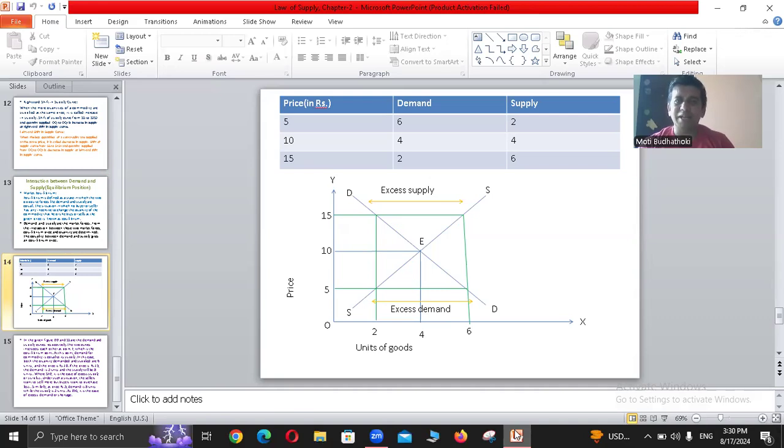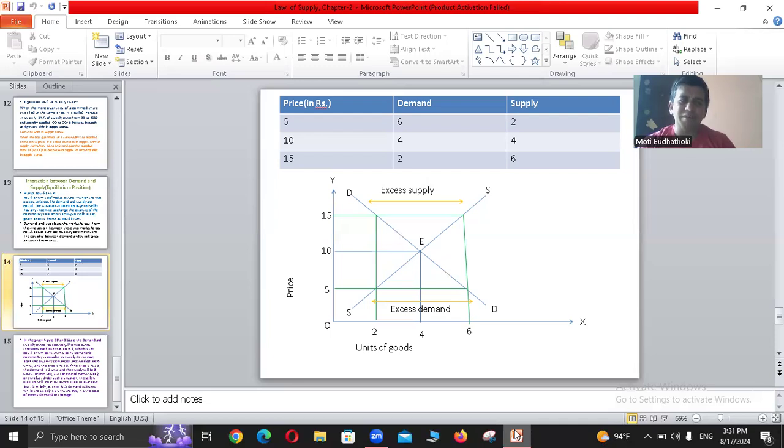Where demand and supply are equal to each other, that point is called the point of equilibrium. Here the quantity of 4 units is the equilibrium quantity, and the price of rupees 10 per unit is the equilibrium price for that good. And if the price goes higher again and becomes rupees 15 per unit, at that time demand decreases and becomes only 2 units, and supply increases from 4 to 6, but demand decreases. That is not the equilibrium point.